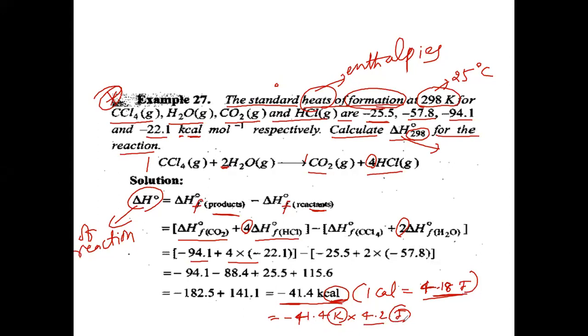So like this, whether the option is given in joules or calories, we have to observe it carefully. What is the MKS unit of energy here? Joules. So mostly joules will be there in options. Sometimes calories will be given and answers will be in joules, remember. So this is about calculation of enthalpy change of reaction by giving enthalpies of formation of reactants and products. Is this concept clear?